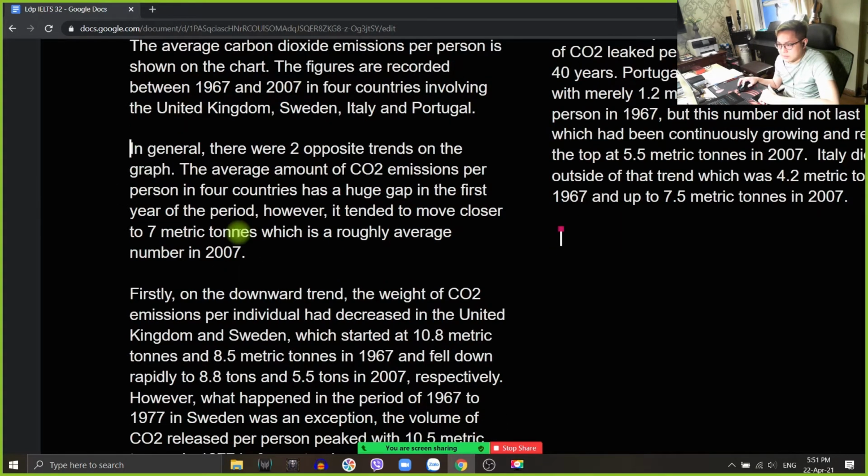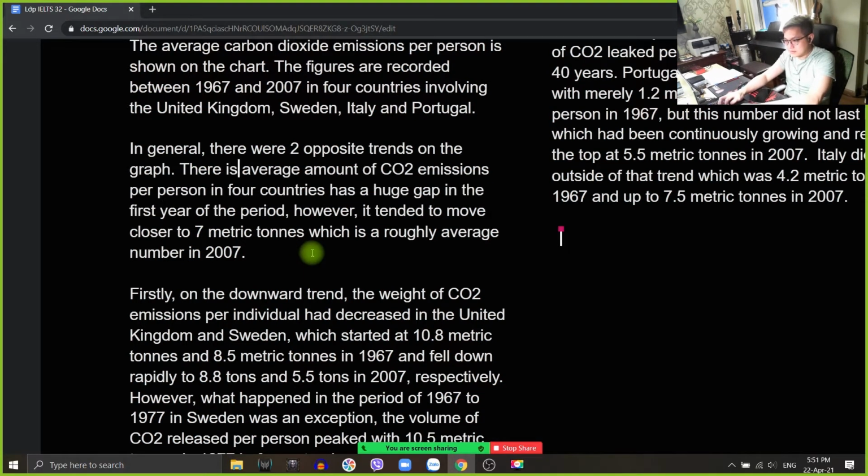Okay, and the general, there were 2 opposite trends on the graph. The average amount of CO2 emission per person in 4 countries has a huge gap in the first year period. Người ta không có nói như thế này, người ta nói là there is a gap. We don't say like this, we often say there is a huge gap, you know. Và dùng cấu trúc there is khi mà nó có cái gì đó.